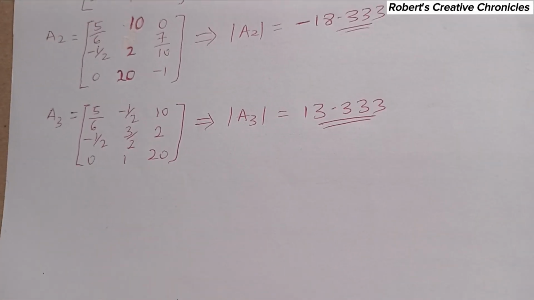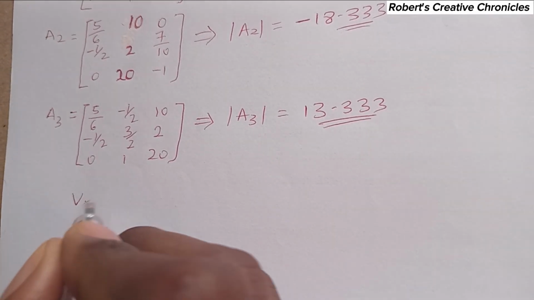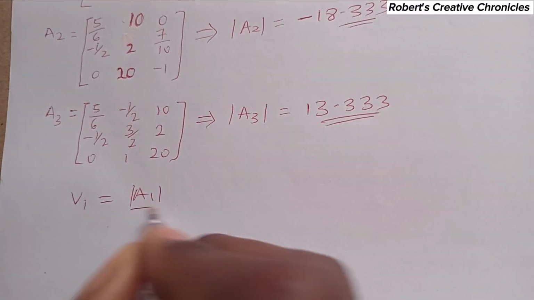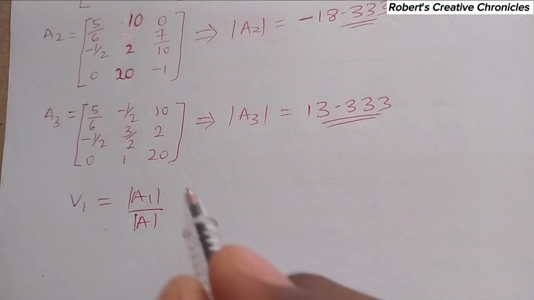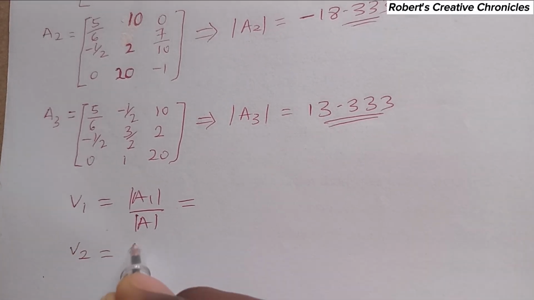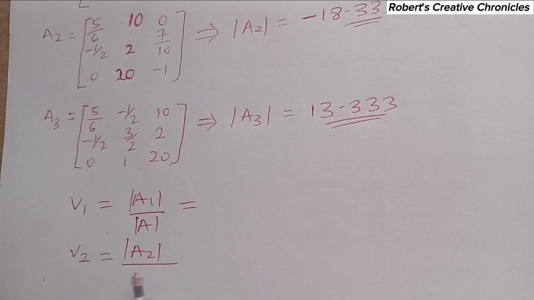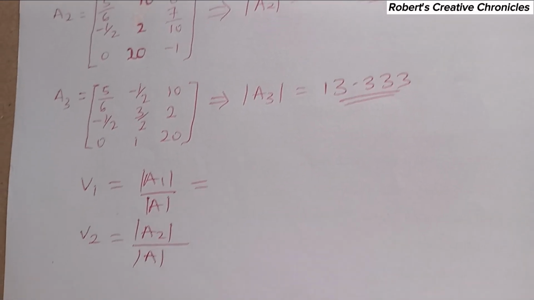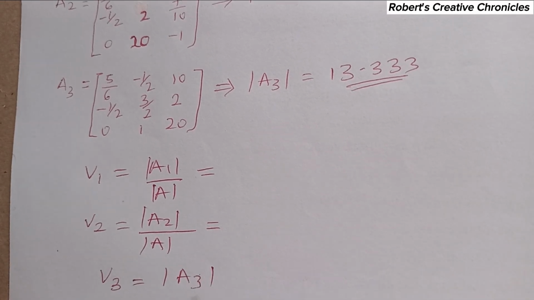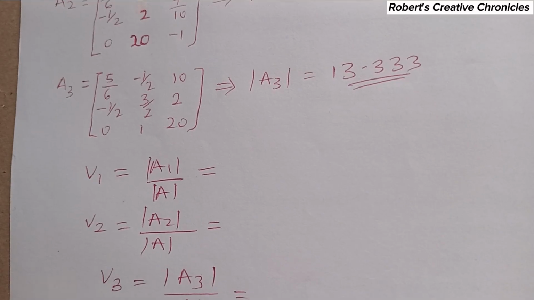So now we find the voltages. V1 now is the determinant of A1 over the determinant of A. V2 is the determinant of A2 over the determinant of A. Then V3 is the determinant of A3 over the determinant of A.